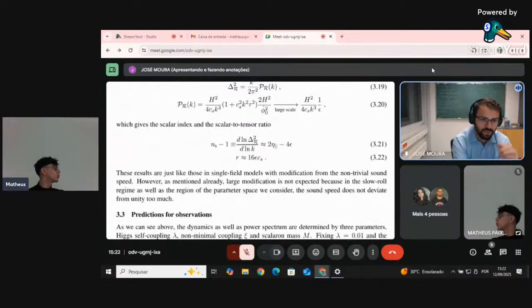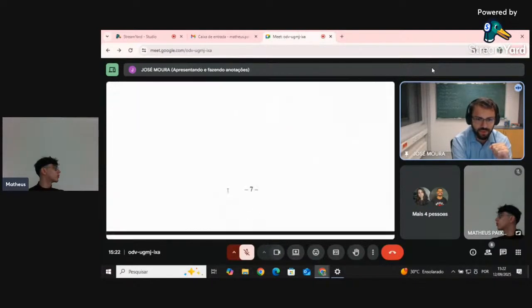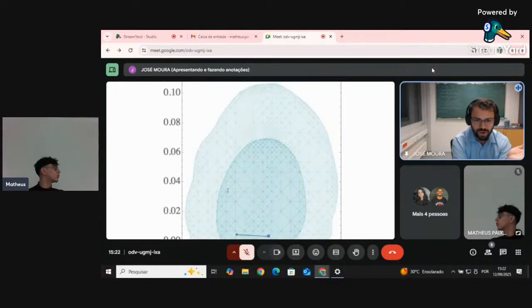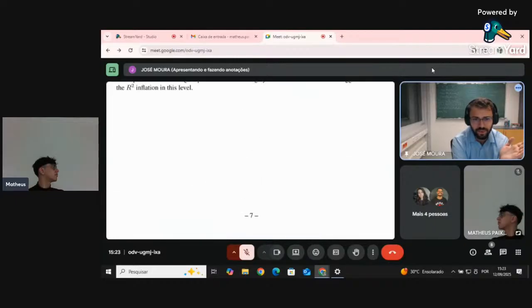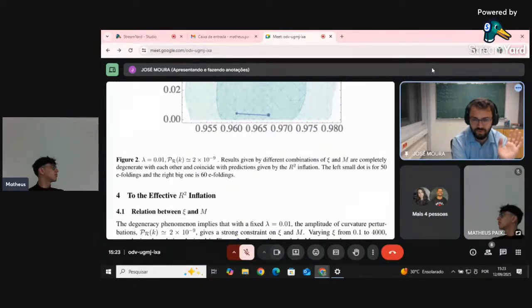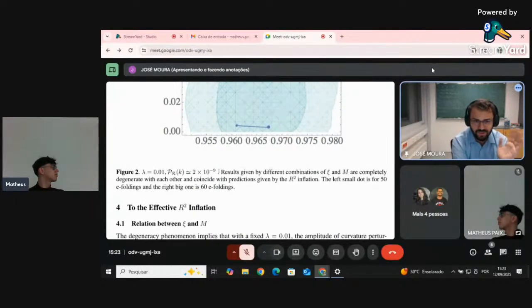Okay, and then they do a little bit of predictions for observations, and they plot this weird figure here. I have no idea what it is. It should be NS, like the scalar index, and the scalar to tensor ratio, but I'm not entirely sure what's happening here because they don't explain it very well in the paper. The figure is just thrown out there, not very well explained.